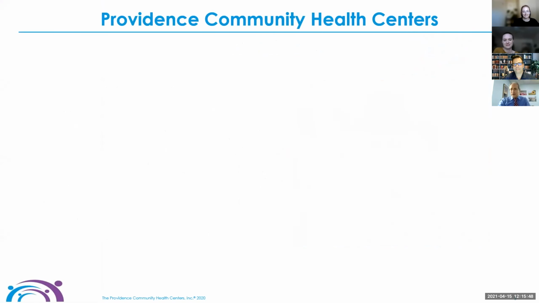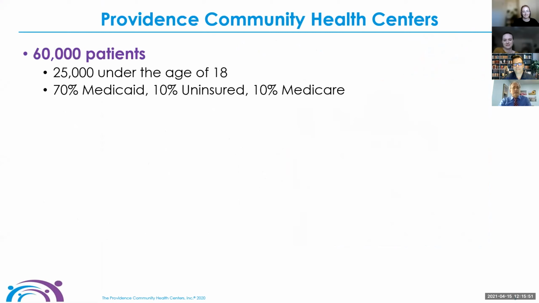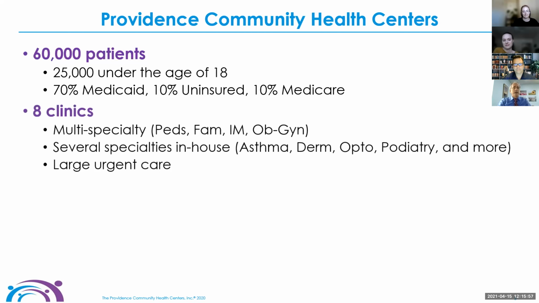So a little bit about our health center. We have 60,000 patients, a big chunk of kids, about 70% Medicaid, 10% uninsured, and a whole lot of Medicare. We're running 8 multi-specialty clinics across the life spectrum, and we do have a bunch of specialties in-house, including derm, optometry, podiatry, and a very large urgent care.